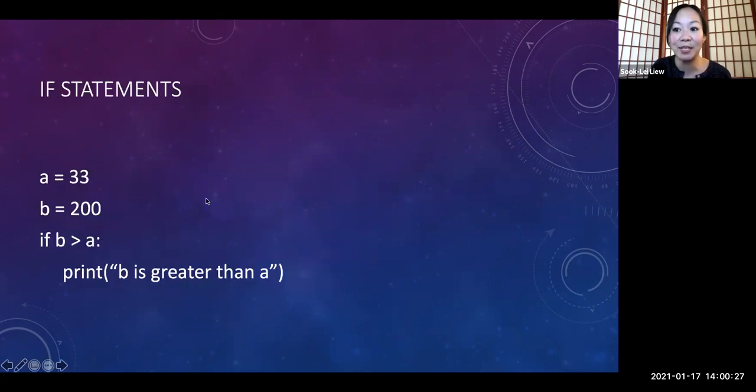So an if statement would look something like this. You first have to define your variables. So that's like, for instance, A equals 33 and B equals 200. And then you would say, if B is greater than A, colon, and this is, again, an important part of the syntax. Then you go to the next line, you have a tab, and then you say print B is greater than A. So the conditional statement that's being evaluated is B greater than A. So in this case, is B greater than A? It's 200 versus 33. So the answer should be yes. And so if that's true, then this will happen. This will print out to the screen B is greater than A.